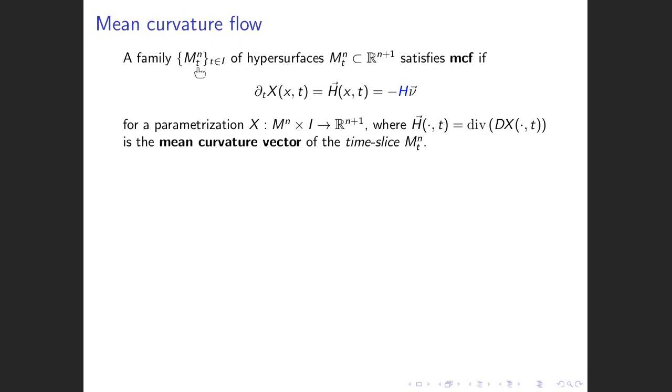M_t here is a family of hypersurfaces, and if I consider them parameterized by x, then x should satisfy dx/dt equal to the mean curvature vector. Okay, the mean curvature vector is defined here, and we write it as a scalar mean curvature times the normal. The convention that we use is with a minus. So you should think that convex things should shrink.